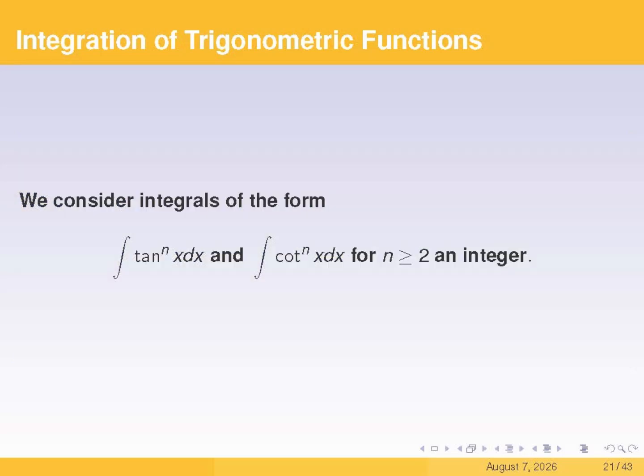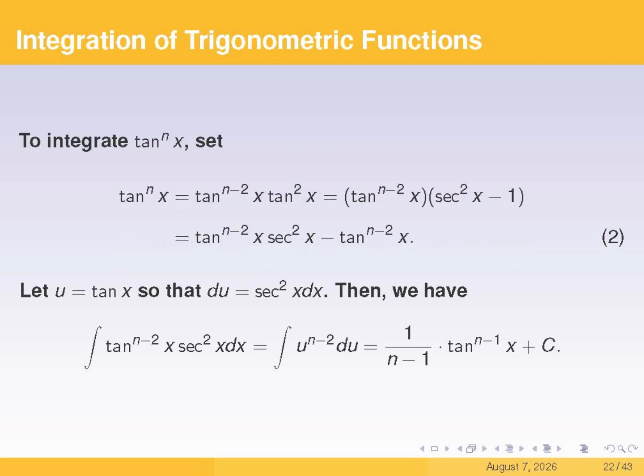We will discuss how to obtain the reduction formulas for the indefinite integrals of tangent x to the nth power and cotangent x to the nth power, where n is a positive integer greater than 2. Using the trigonometric identity, we can rewrite tangent x to the nth power as shown on line 3. Then, applying substitution, we set u equals tangent x, which gives du equals secant x squared dx. Therefore, we can evaluate the indefinite integral on the last line.